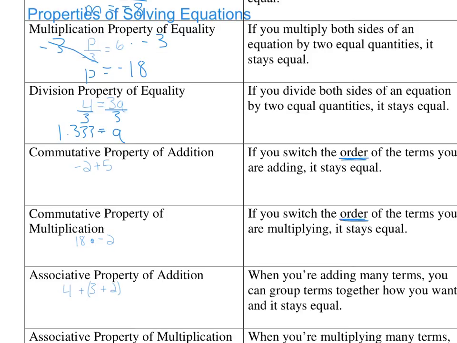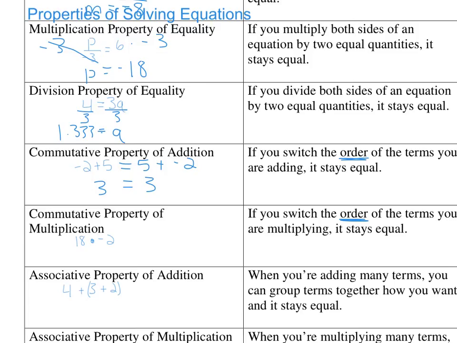For both of them, it says that if you're adding two things, you can switch the order of your adding and it'll stay equal. Or if you're multiplying two things, you can switch the order of your multiplying and it'll stay equal. So for our example for adding, it's saying that -2 plus 5 is the same thing as 5 plus -2. If we do -2 plus 5, we're going to get 3. If I do 5 plus -2, I'm also going to get 3. So no matter which order, it stayed equal.